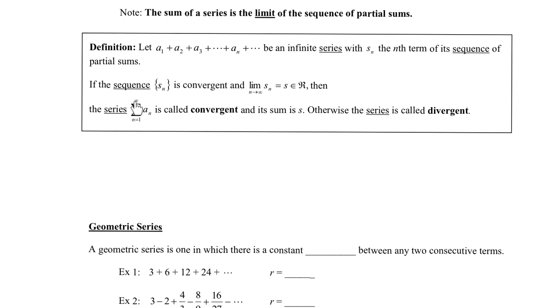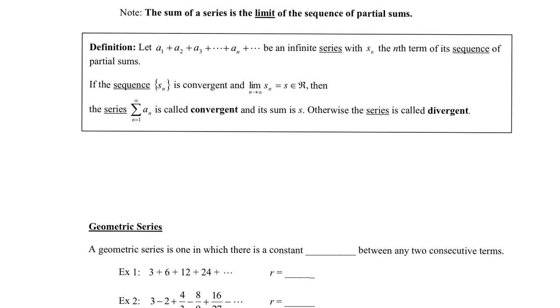then this series a sub n, so we've got a series here, right? Sequence, remember the notation for a sequence, a listing of numbers, we're listing out those partial sums. Then the original series is convergent and its sum is s. Otherwise, the series is divergent. So if we take the limit and we don't get a number, maybe we get plus or minus infinity, or we just get a limit that doesn't exist, in that case we would say the series is divergent. And we say its sum is s. Remember, that's like the limiting value, meaning we can make it as close to this number s as we want to.